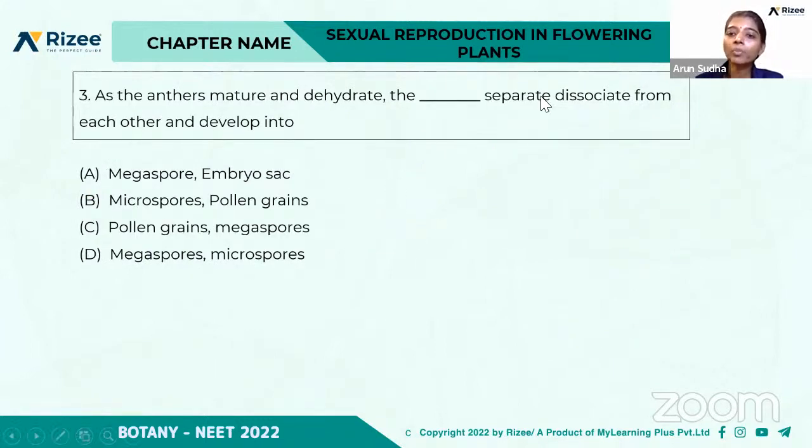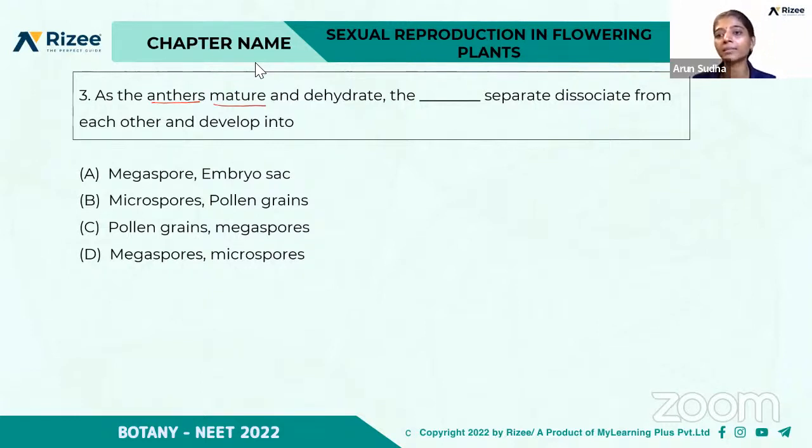As the anthers mature and dehydrate, the dash separate from each other and develop into dash. So when the anthers mature and dehydrate, what will happen? What will separate, and what will they develop into? Here the question is about when the anthers mature. Whether it is megaspore and embryo sac, or microspore and pollen grains, megaspores, or megaspore and microspores. So are you able to follow this question?